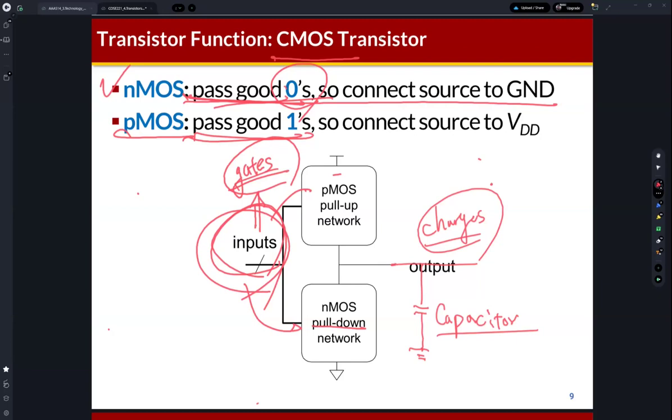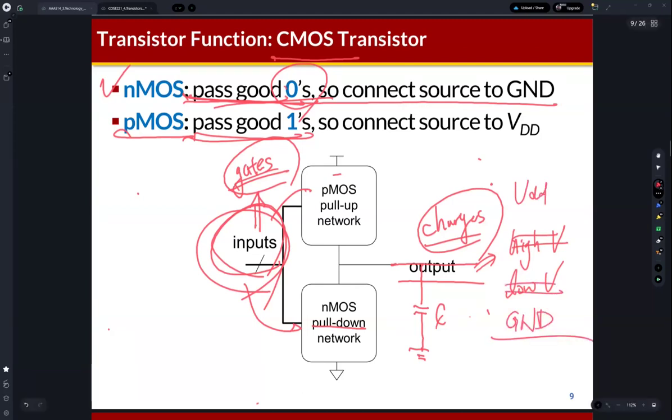So capacitor, that means just some storage, right? But then I mentioned that this is the output, which means the output can become high voltage or low voltage. This is the digital circuit. And what is the high voltage? High voltage is the VDD, and then low voltage is the ground, right?